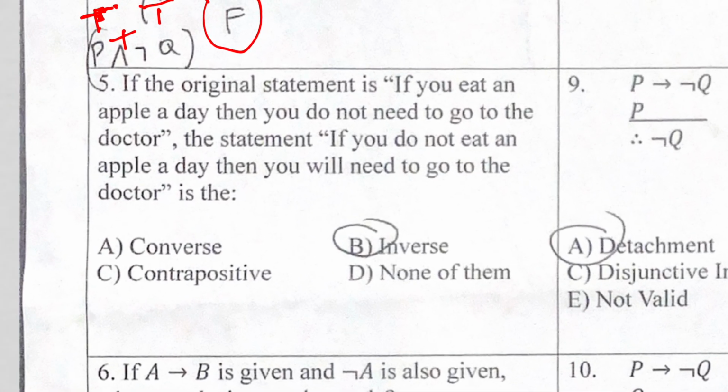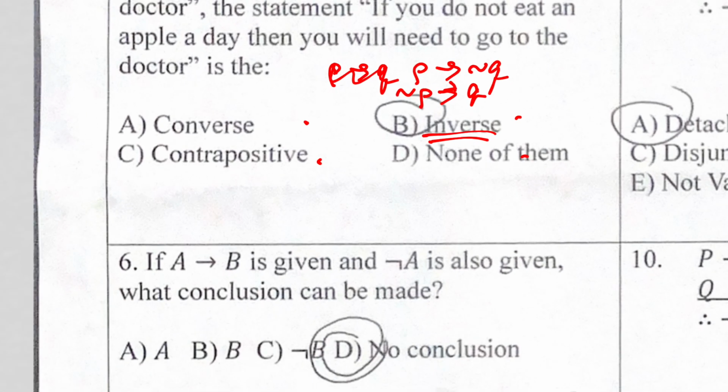Number 5. If the original is P implies Q, or in this case, P implies not Q, if you do not eat an apple a day, that's not P. And then you will need to go to the doctor, that's regular Q. That's the inverse. The inverse is the one where the order stays the same, but the two things are negated. In the actual question, the order of these choices might have been changed around, but the answer was inverse, whatever letter that ends up being.